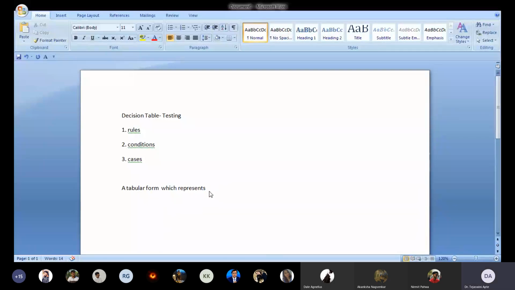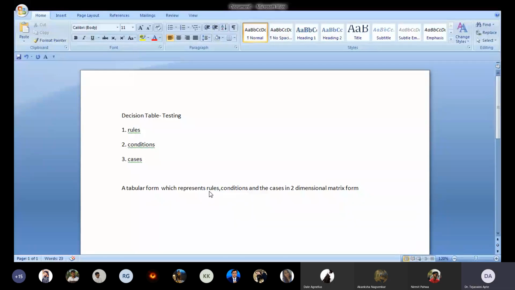It represents the rules, conditions, and cases in a two-dimensional matrix form.